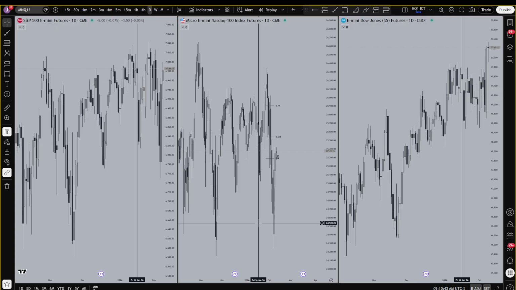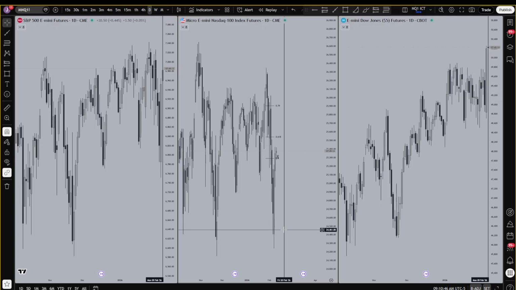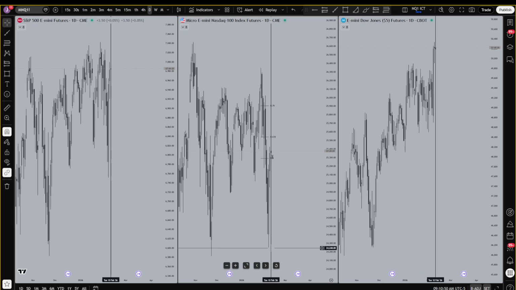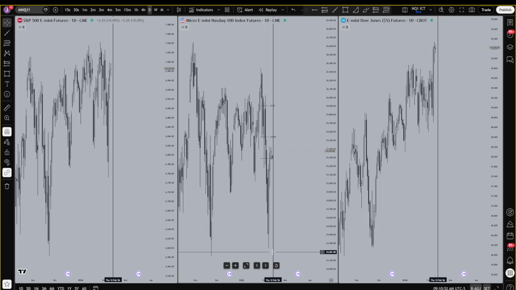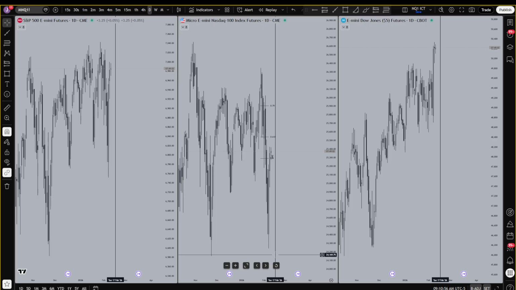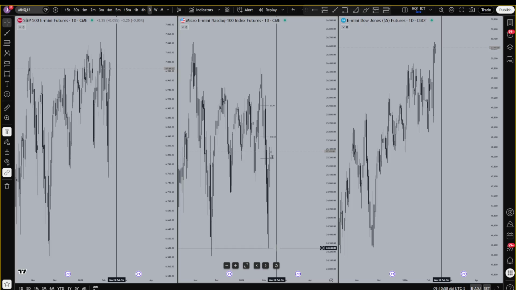What is the term that ICT uses? What is it called? An induced low or something? Is this an induced low, like an engineered low? Yeah, an engineered low where we edge the low, right? The draw on liquidity was that November low. We edge the low. We make relative equal lows.